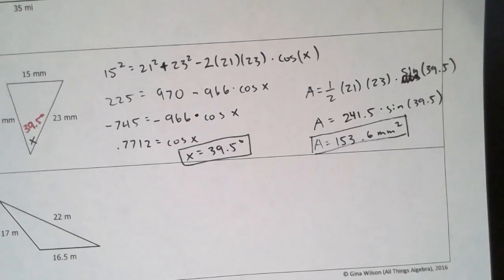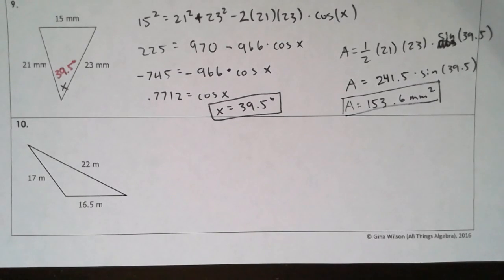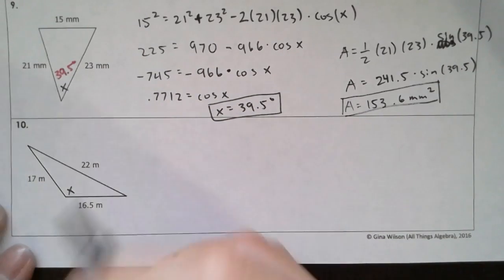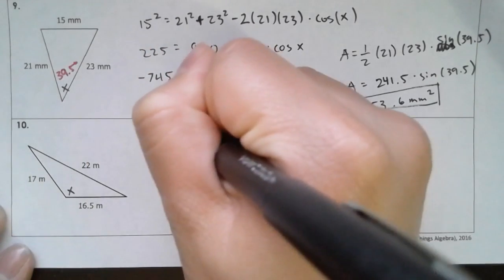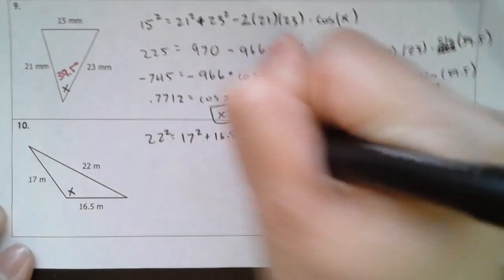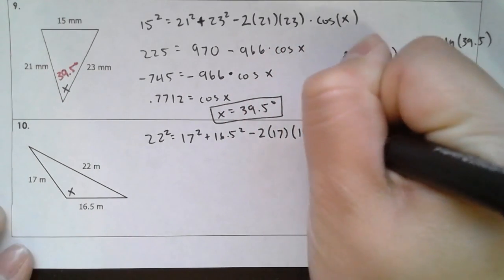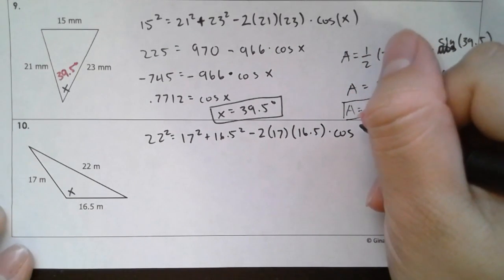Okay. Last one. Again, all three sides are given. This is going to be law of cosines, and then just pick one angle that you're going to find in between two sides, and then use that for your area formula. So I'm just going to find this guy here. Okay. So I'm using the side opposite to it. So 22 squared is equal to 17 squared plus 16.5 squared minus 2 times 17 times 16.5 times cosine of x.